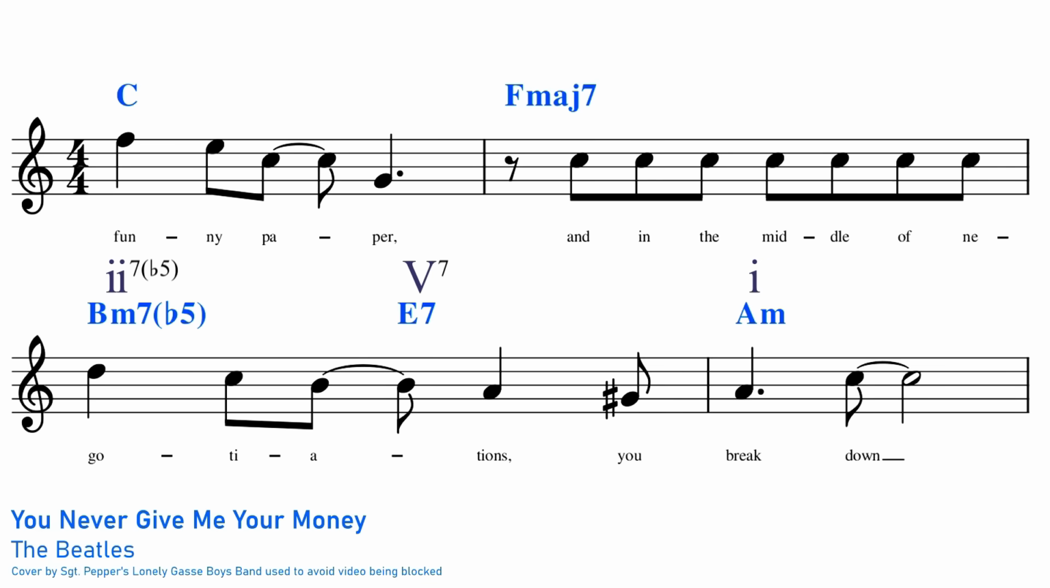key center is. For example, at the end of the verse of You Never Give Me Your Money by the Beatles, we get this 2-5-1 in the key of A minor. The song is already in the key of A minor, but by using A minor 2-5-1 at the end, it provides a nice clean, satisfying resolution to the chord progression.